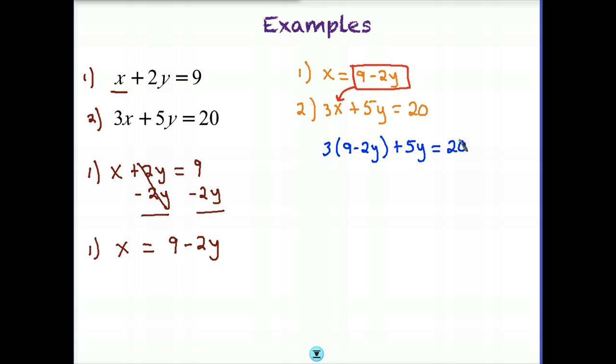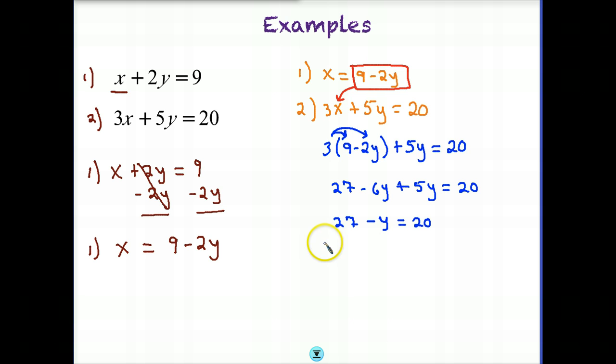Okay, again, in order to solve for y, I first need to distribute the 3 into the parentheses. And then I would need to combine like terms. 3 times 9 is 27. 3 times negative 2 is negative 6y, plus 5y equals 20. Okay, I'm going to combine my like terms, so I can combine the negative 6y with the positive 5y, and that will get me a negative 1y.